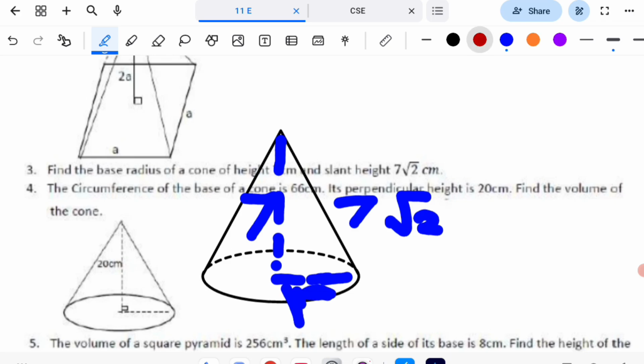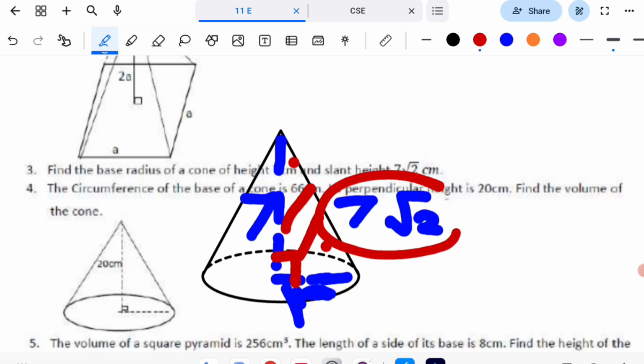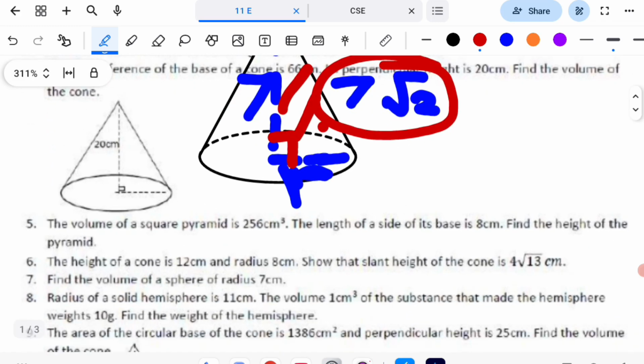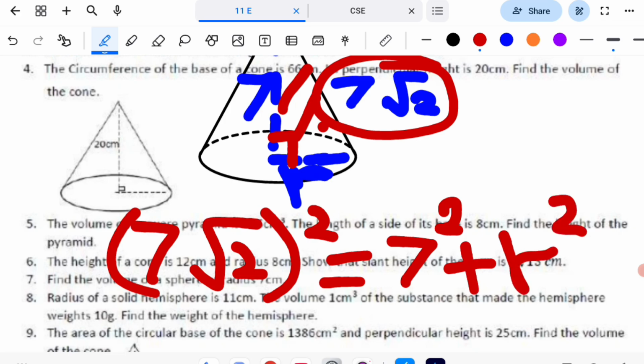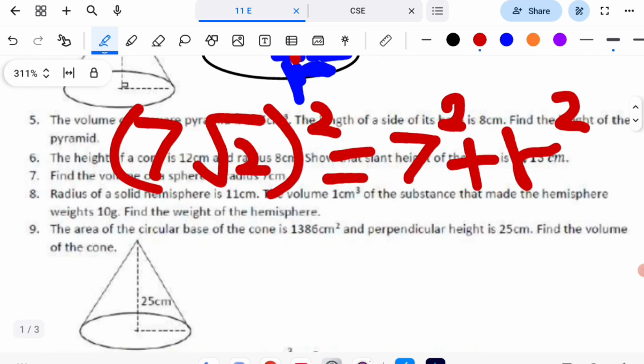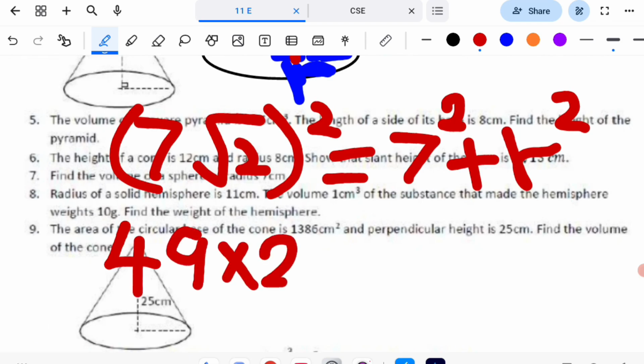Then we can use Pythagoras theorem for this triangle. Hypotenuse is the longest side. It is 7 root 2. We can write 7 root 2 squared equals the sum of squares of the remaining two sides, 7 squared plus r squared. Now I will simplify it. 7 squared is 49, root 2 squared is 2.